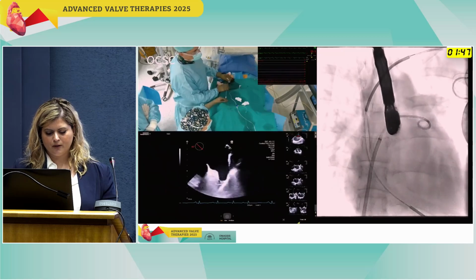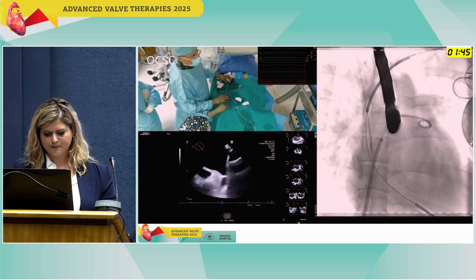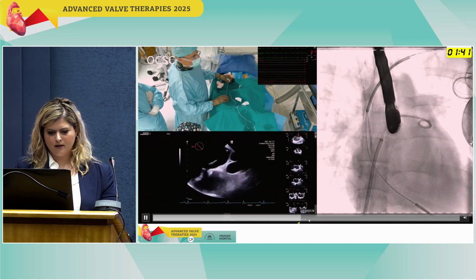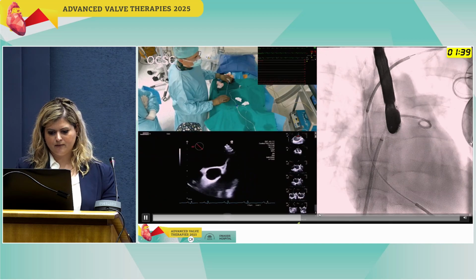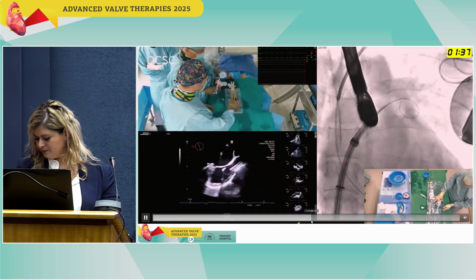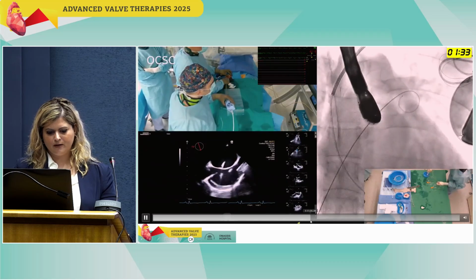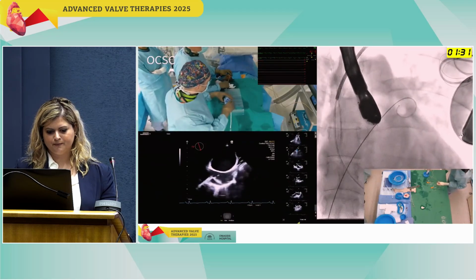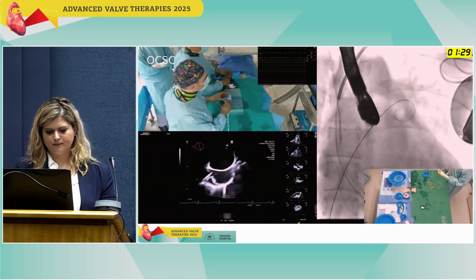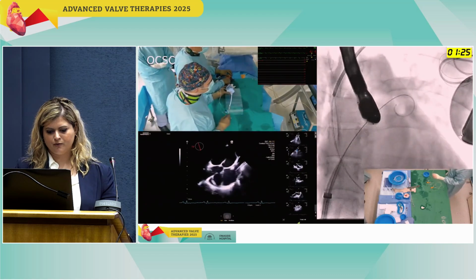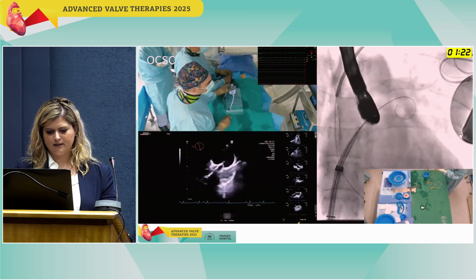And afterwards we are preparing the guide, the MitraClip guide, in order to go above. We can go a bit faster because we're in the break time already. Okay. Here's the moment where the guide goes through the septum. Here it goes through. You see the tenting and the tenting release.